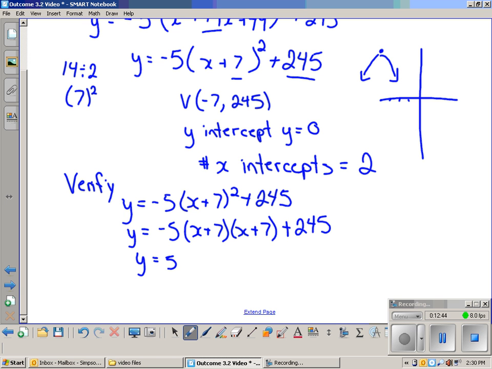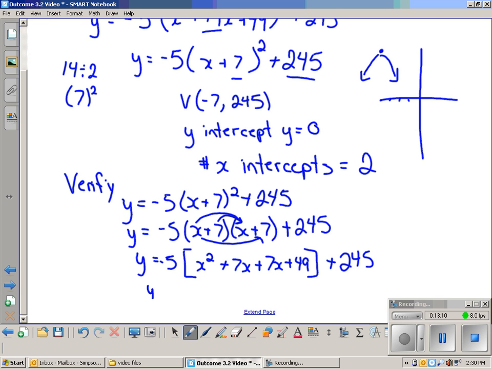Y equals negative 5, and then I'm going to expand my binomials first. X times x is x squared. X times 7 is plus 7x. 7 times x is plus 7x, and 7 times 7 is positive 49. I still have the plus 245 on the end. This gives me y equals negative 5 times x squared plus 14x plus 49 plus 245.